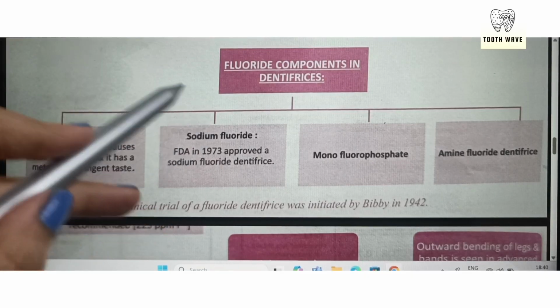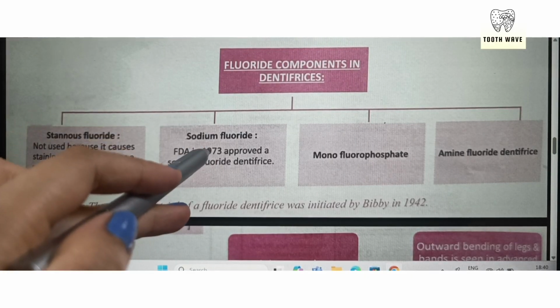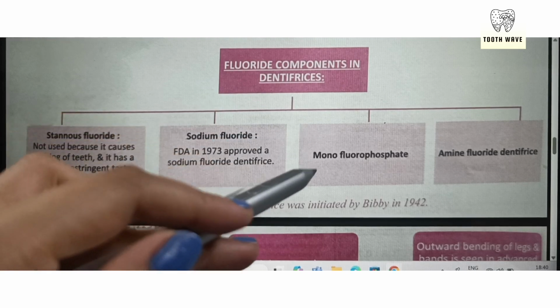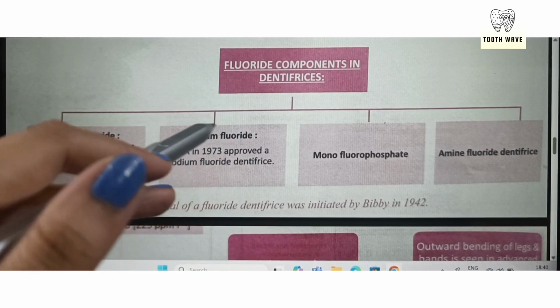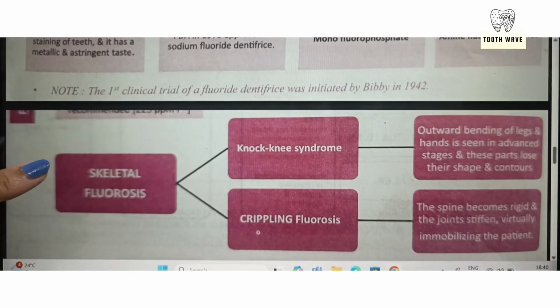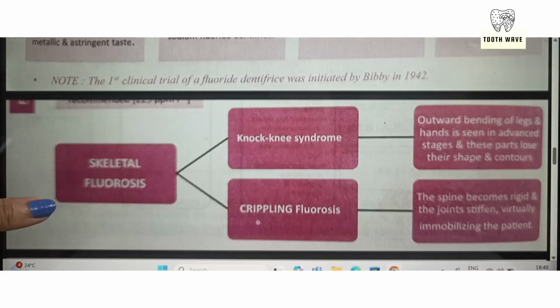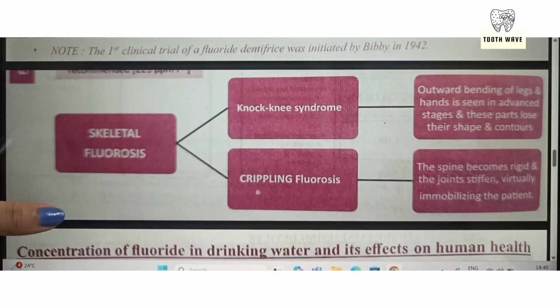Fluoride components in dentifrices. First is stannous fluoride, second is sodium fluoride, third is monofluorophosphate, and fourth is amine fluoride dentifrice. Also, you can note here that the first clinical trial of a fluoride dentifrice was initiated by Bibby in 1942.